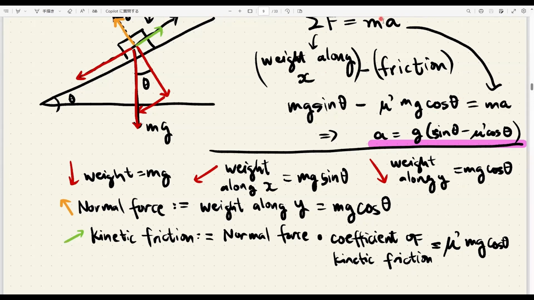And now on the other side, it's just ma, and you notice that all the m's actually cancel, right? We have m here, we have m here, and we have m. And now we're left with just a on this side. And in fact, we can factor out g, because we have g here, we have g here. We have that there. And here we're left with sine theta minus mu prime cosine theta. And this is, in fact, what we're looking for.